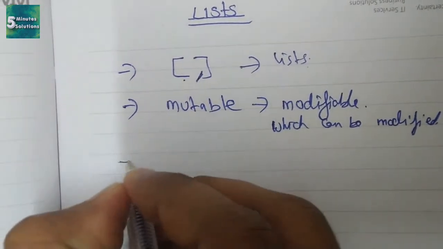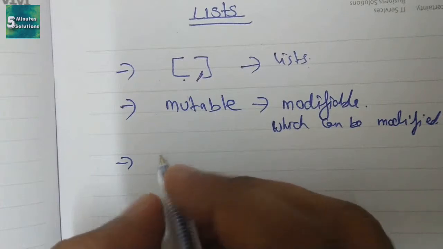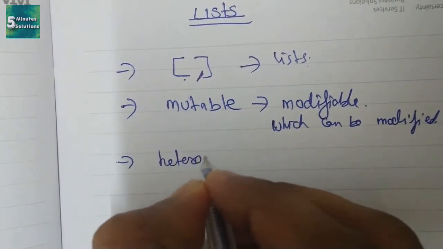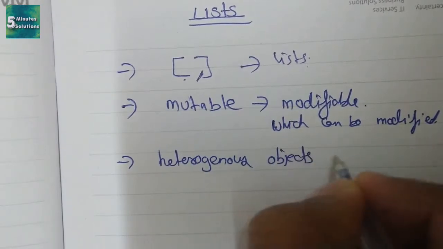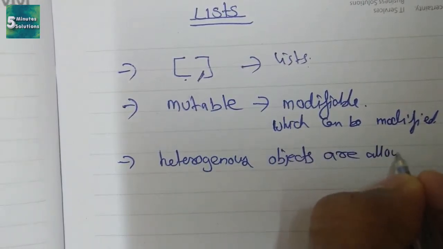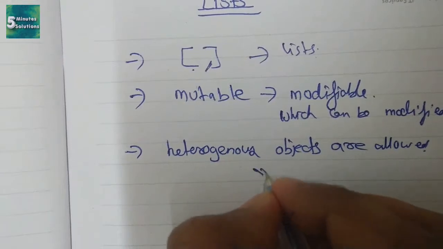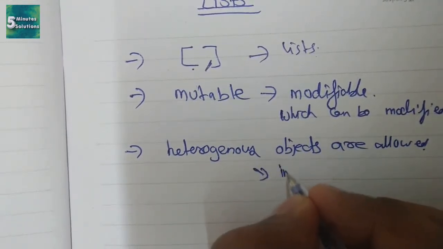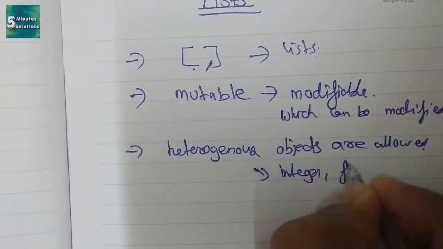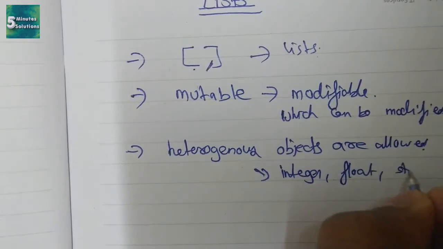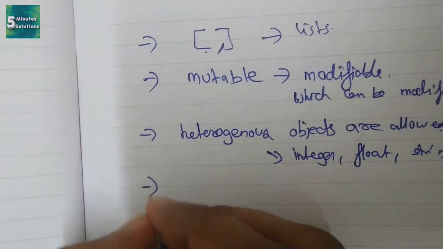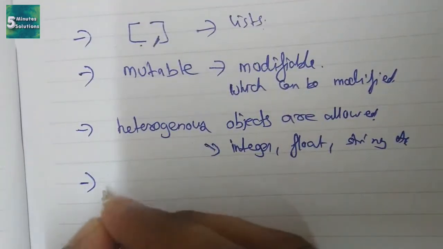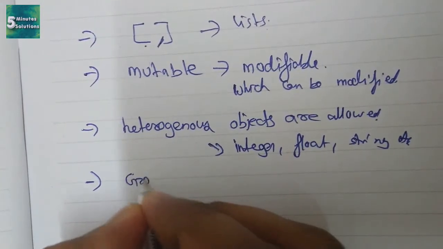And third point, heterogeneous objects are allowed. Here heterogeneous objects are allowed means in a list we can add integer values, float values, strings, etc. That is what heterogeneous objects are allowed means. And fourth point, it is growable in nature.